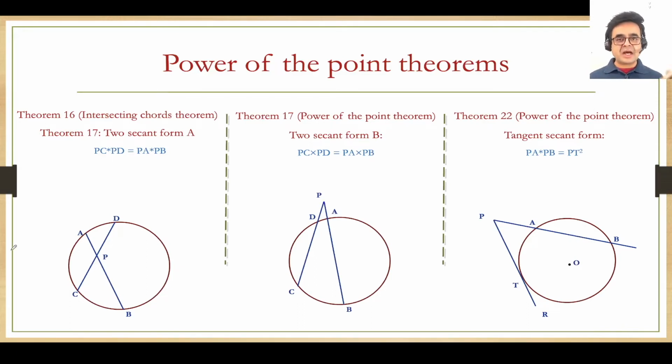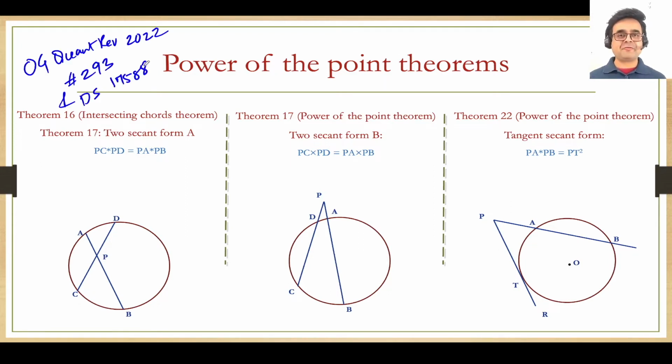Today we are going to discuss these important and advanced theorems for circles. These theorems are relevant to your exam. For example, in the Official Guide to GMAT Quantitative Review Edition 2022, this is question number 293, and you can find it in other editions of the Quantitative Review with DS 17588. So don't think that this theorem is out of the scope and you don't have to understand it. This theorem is well within the scope of your exam.